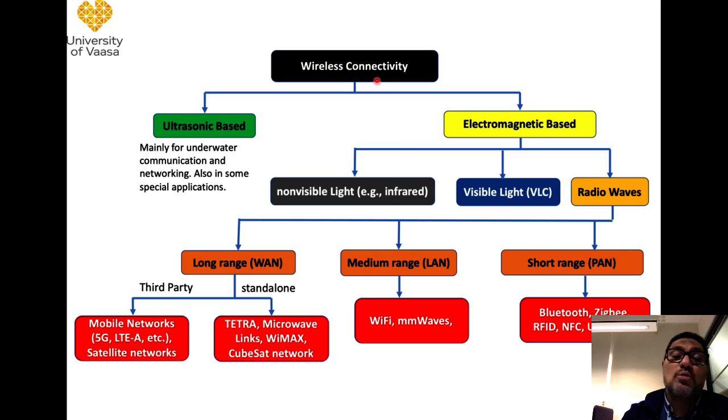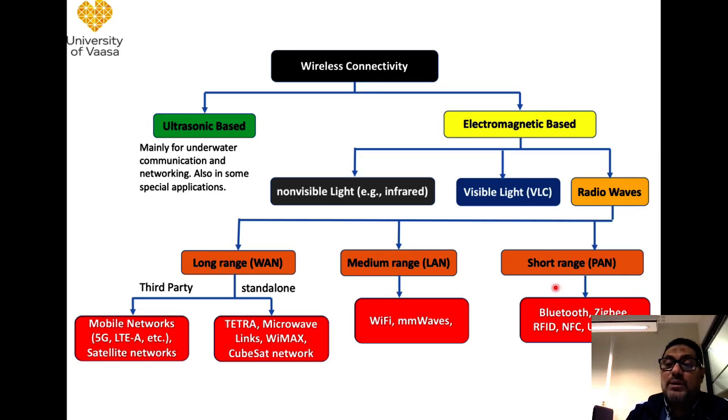As you can see, wireless communication is not necessarily only electromagnetic. It can also be ultrasonic based, which is used mainly underwater. And we have electromagnetic based, which can also use non-visible light, like infrared, or visible light like VLC. And we have radio waves. Radio waves can be divided into short range, medium range, and long range. Long range is mainly for wide area networks. Medium range is called local area network, and short range we call personal area network.